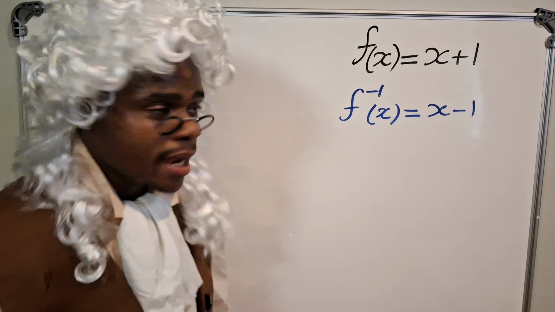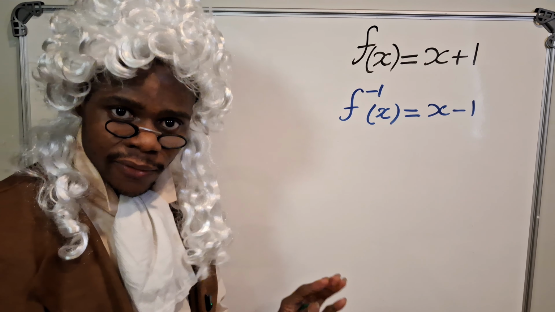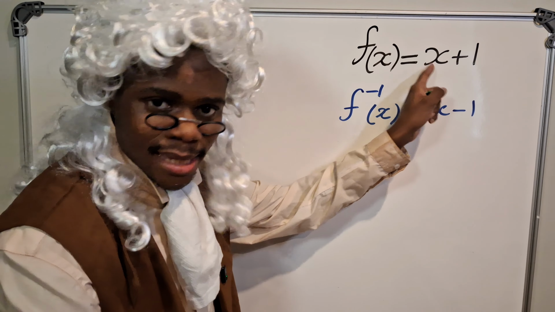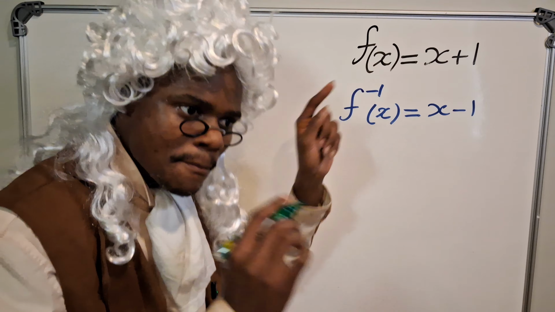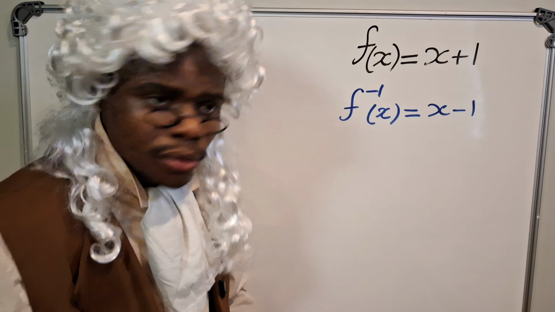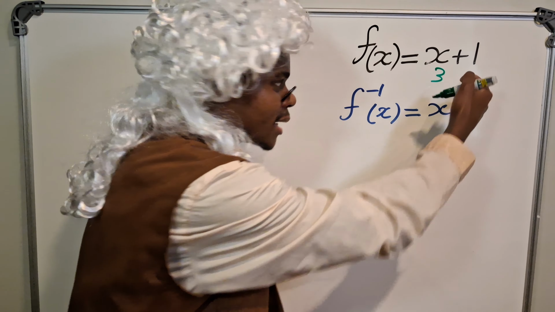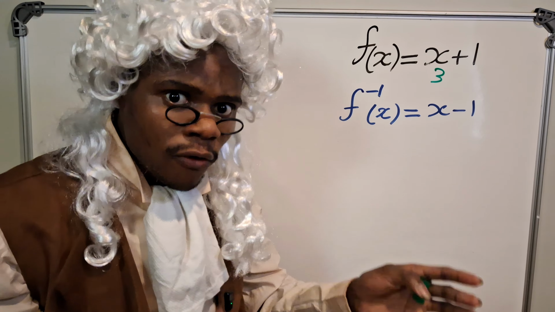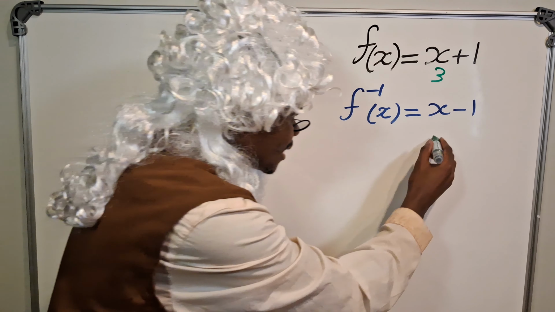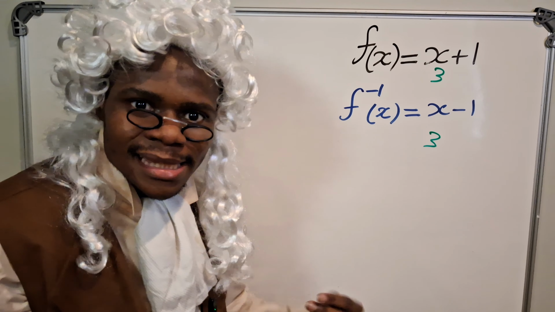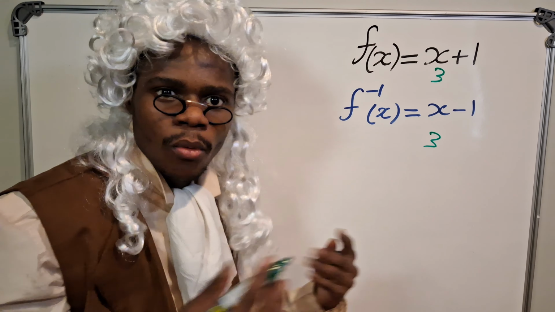So here are two functions, okay? This is the original, this is the inverse. We are saying if I put in a number here, I get the answer, and I take that answer and put it in here, I must get the original number. I'll show you. If I put in 3 here, I get 3 plus 1, which is 4. If I take that 4 and put it in here, I get 4 minus 1. What's the answer? 3. So I landed back where I started.